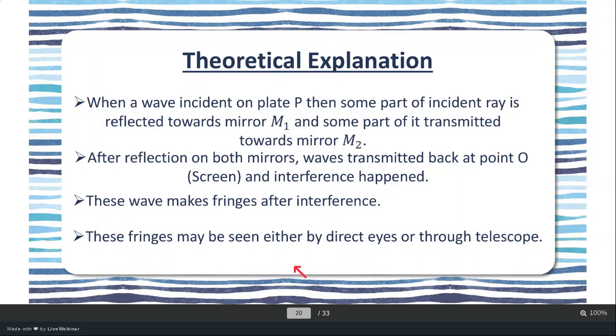Okay, so let's get down to the theoretical explanation. When a wave is incident on plane P, some part of the incident ray is reflected towards mirror M1 and some of it is transmitted towards mirror M2. After reflection on both mirrors, the waves are transmitted back at point O and interference happens.